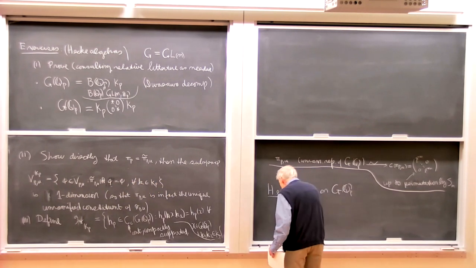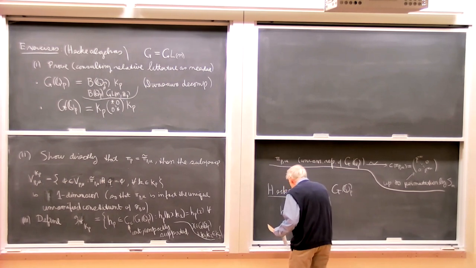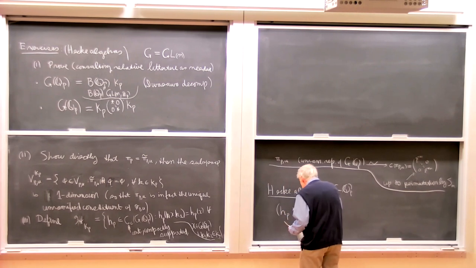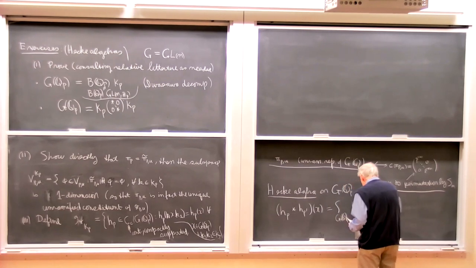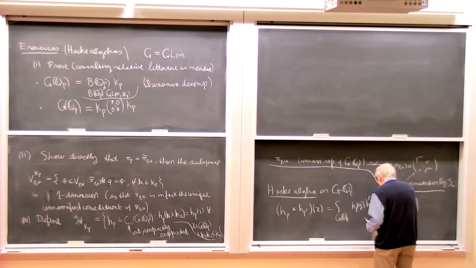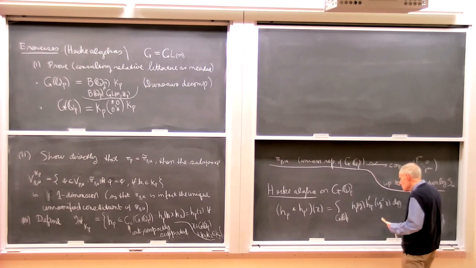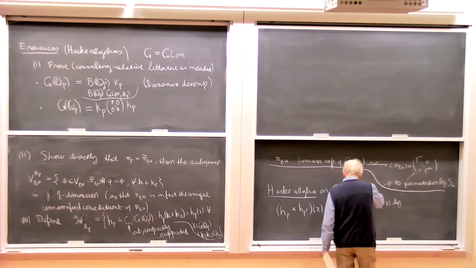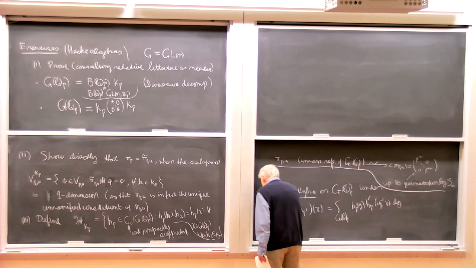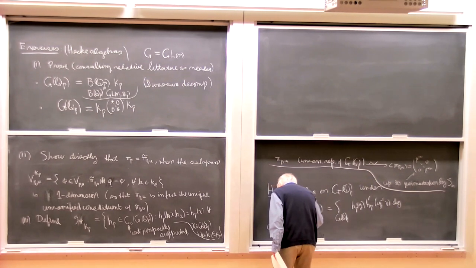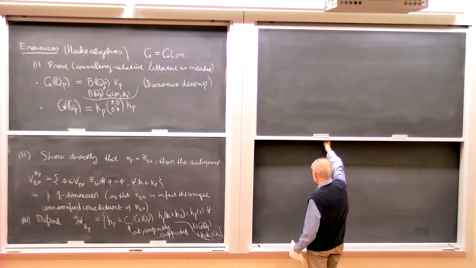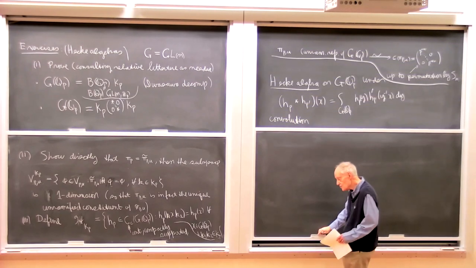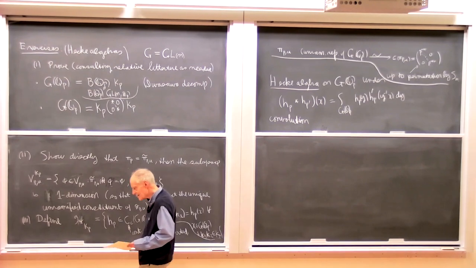So H_P convolved with H_P prime is the function whose value at x is equal to the integral over GL_n(Q_p) of H_P(y) H_P prime(y^-1 x) dy. So it's an algebra under this multiplication, convolution. It's an abelian algebra under convolution.